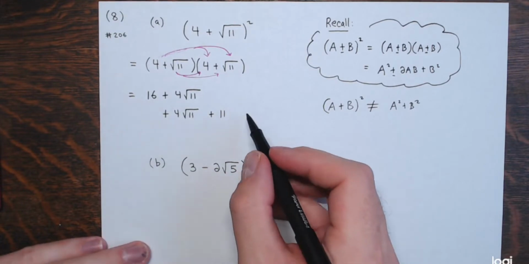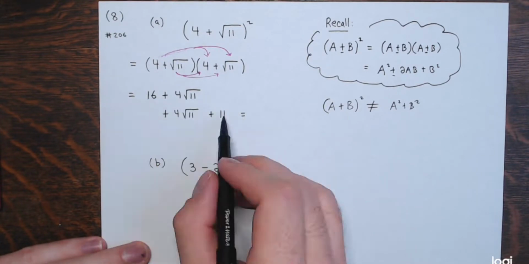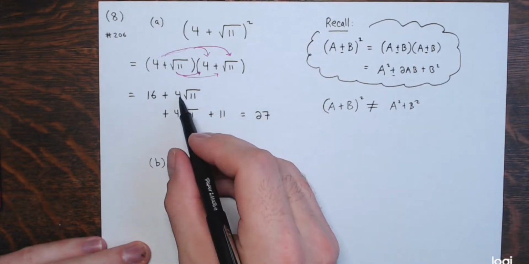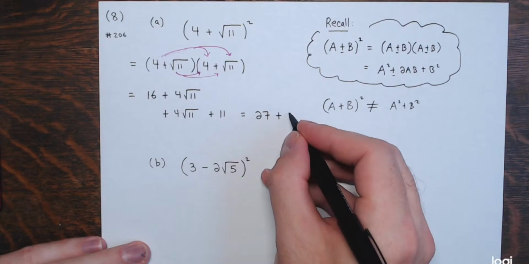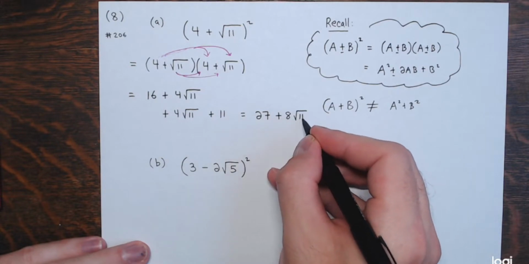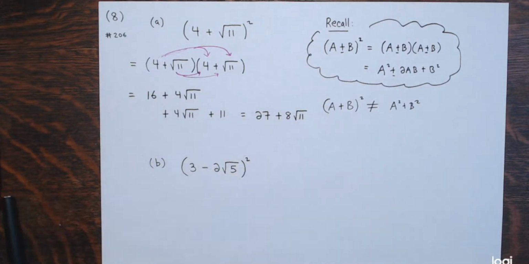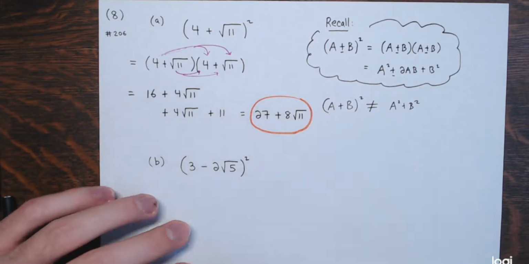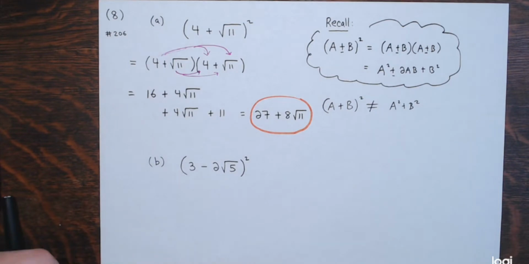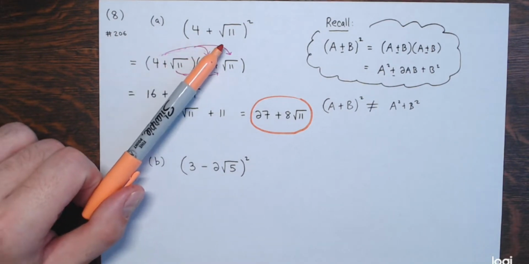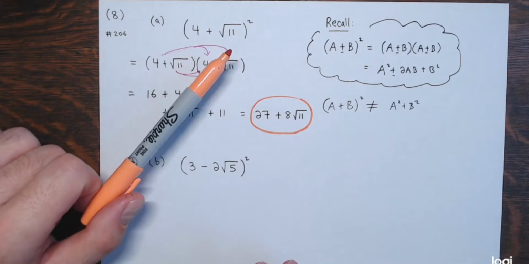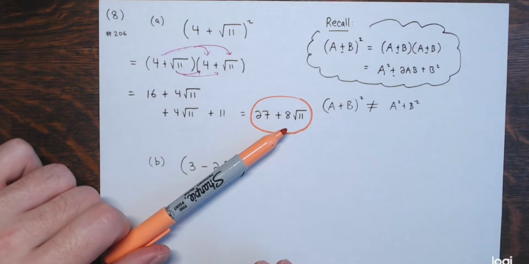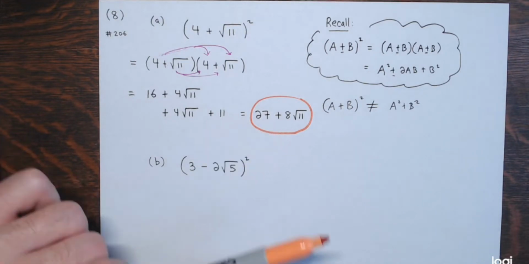And then combining like terms, the 16 and the 11 make 27. But then you have 4 root 11 plus 4 root 11, that's 8 times the square root of 11. And there you go. And these don't go together. And again, check it out with the calculator. Take 4 plus the square root of 11 in parentheses and square it. And then punch in 27 plus 8 times the square root of 11. And you should get the same result.